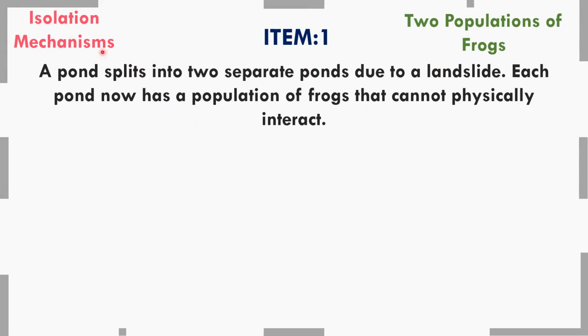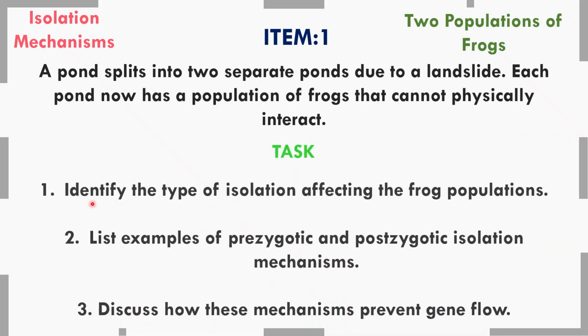We are on isolation mechanisms. We shall look at two populations of frogs. Item 1: a pond splits into two separate ponds due to a landslide. Each pond now has a population of frogs that cannot physically interact. Identify the type of isolation affecting the frog populations. List examples of pre-zygotic and post-zygotic isolation mechanisms. Discuss how these mechanisms prevent gene flow.